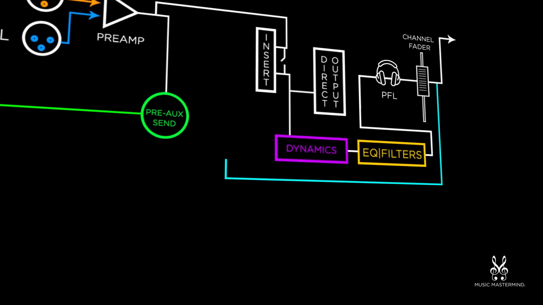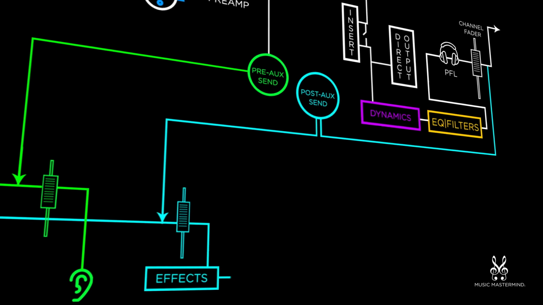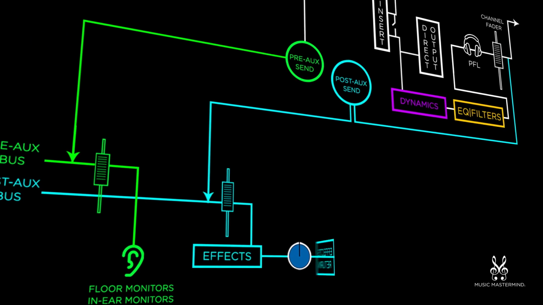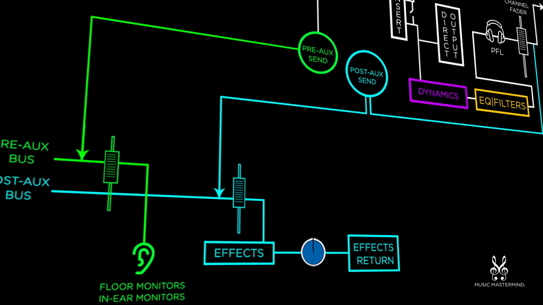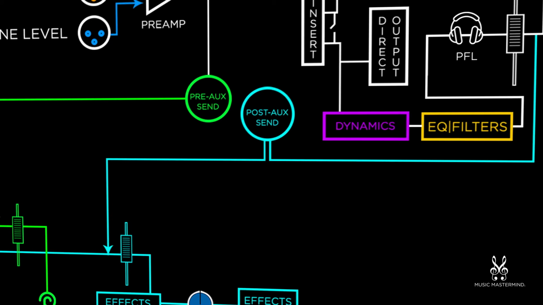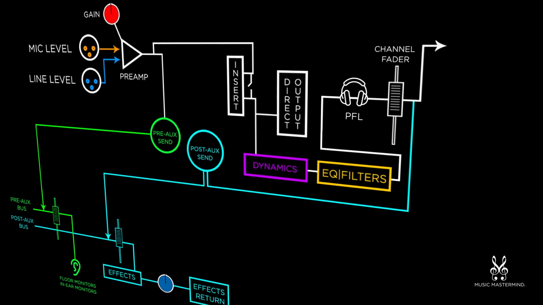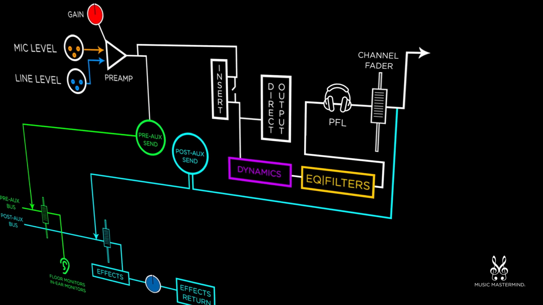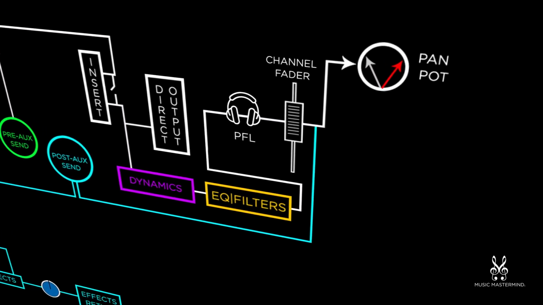There's also a post-aux send option, which normally is used for effect sends. The effect then returns to the path via the effect returns. One thing to remember is that any channel fader movements will affect these sends. This is something to keep in mind, especially if you decide to give these sends an alternate use, such as sends for headphone mixes.